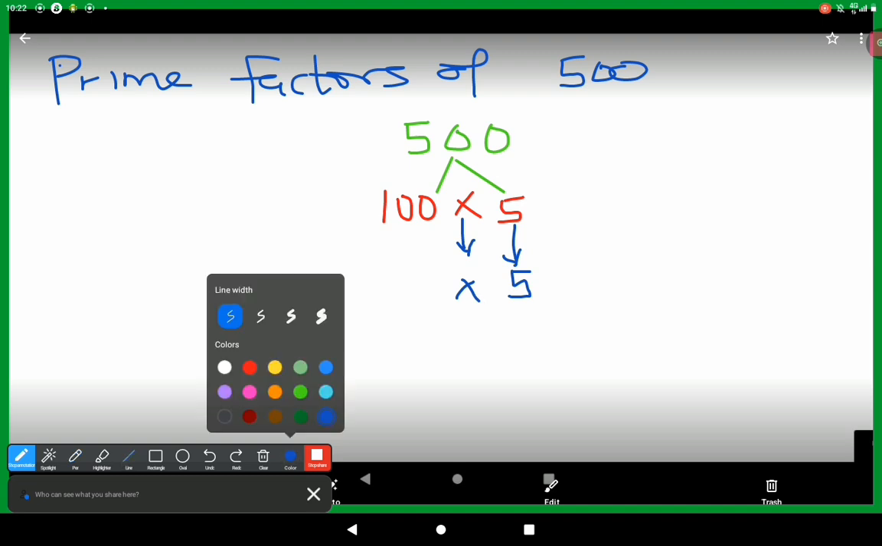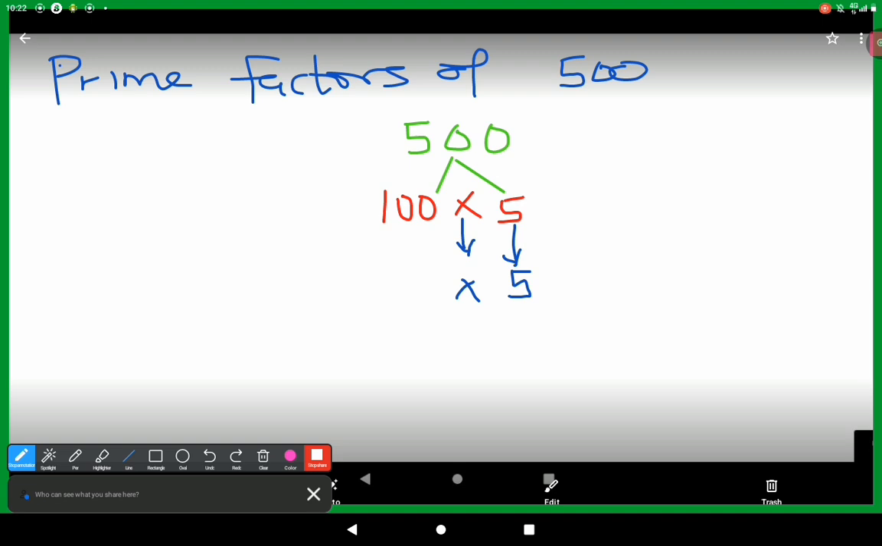Now, 100 is not a prime number. So I have to think of two numbers I can multiply together to get my 100. What comes to your mind? Product of 100. It could be 20 times 5, fine. It could be 4 times 25, fine. It could be 10 times 10. Yes, 10 times 10 makes sense. It could be 2 times 50. Whichever one that you pick, just follow the process like I used to say.